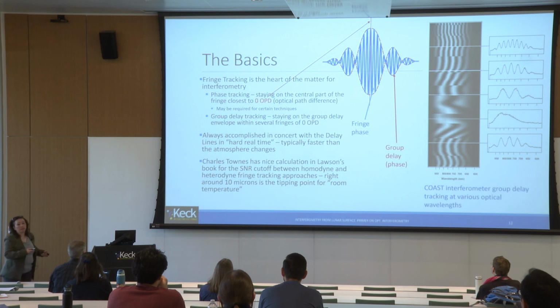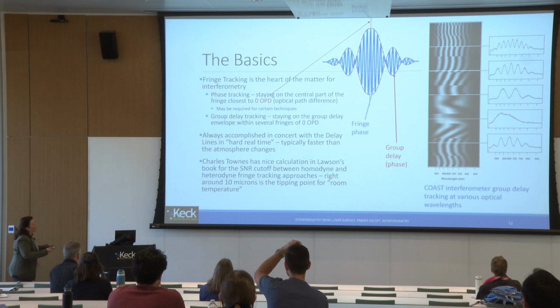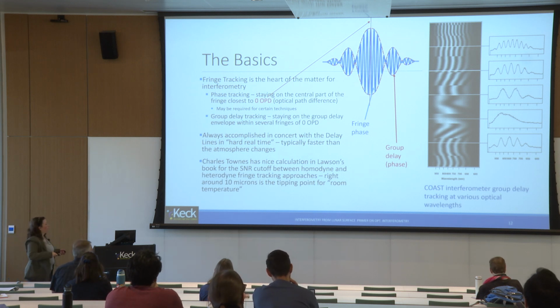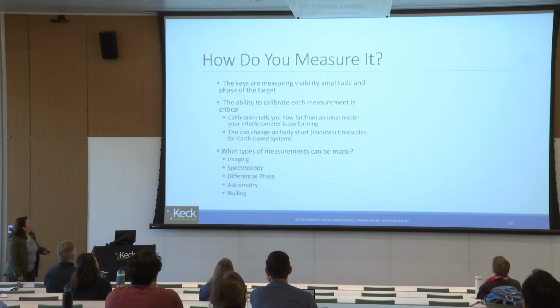The heterodyne technique is like radio, where you're able to use a laser to encode with the fringes so that you can do everything post-processing in software. And the tipping point is somewhere around 10 microns for room temperature. So these are actual fringes, group delay fringes for fringe tracking, that were taken with the Coast interferometer about 25 years ago. That was in the Michelson book, and they took cuts through various places to show you what this group delay envelope looks like, so you get a feel for what it is that we're going for.